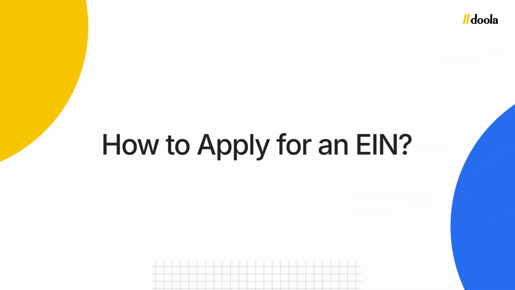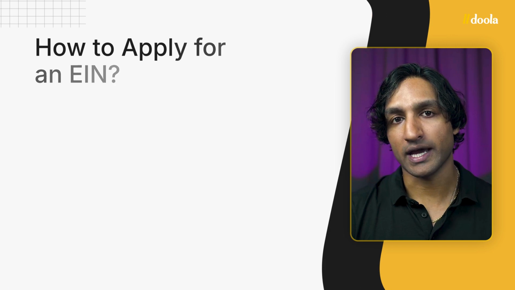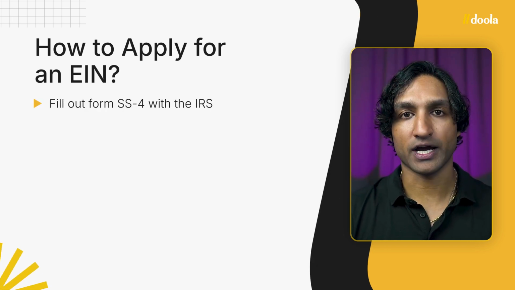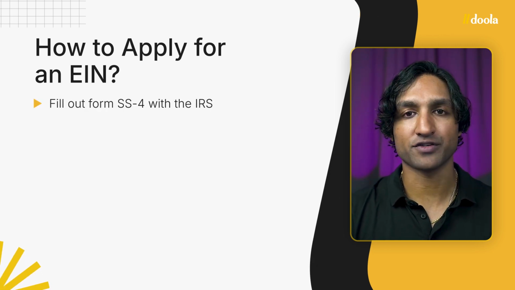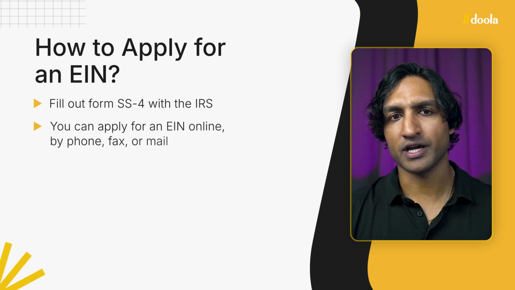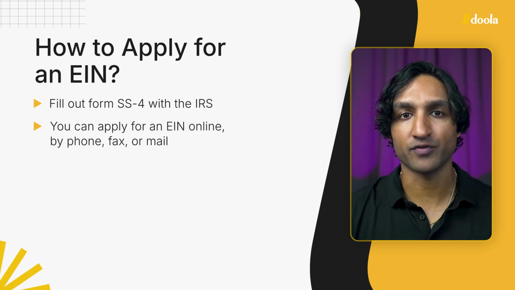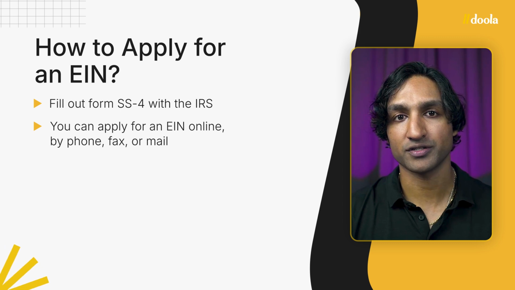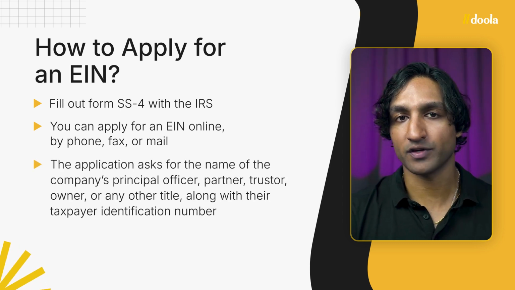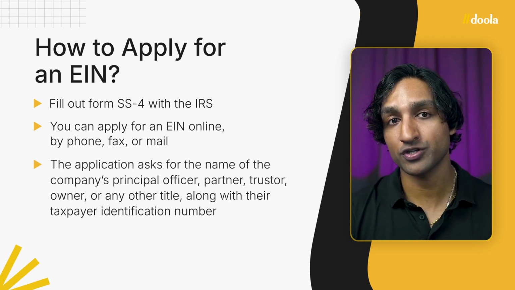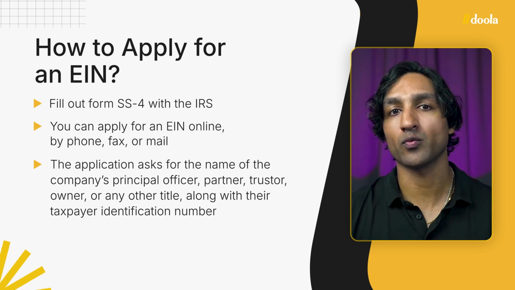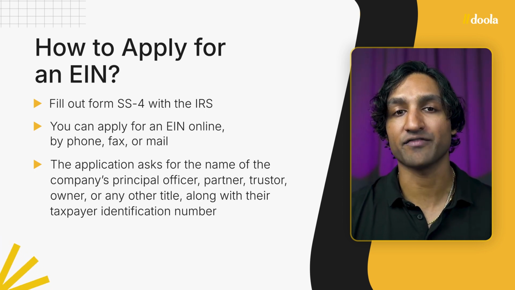How do you apply for an EIN? To get an EIN, you must fill out Form SS4 with the IRS. The Form SS4 is the application for EIN. You can apply for an EIN online, by phone, fax, or by mail, and all business entities must apply for an EIN before beginning operations. The application is going to ask for the name of the company's principal officer, partner, trustor, owner, or any other title, along with their taxpayer identification number if they have one.